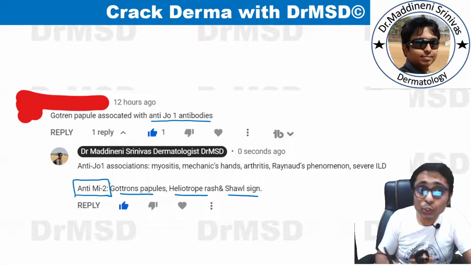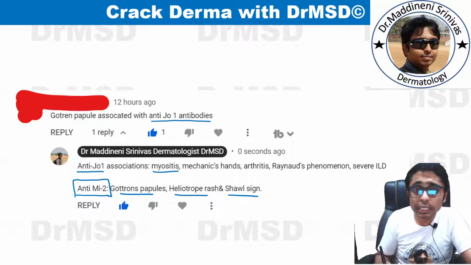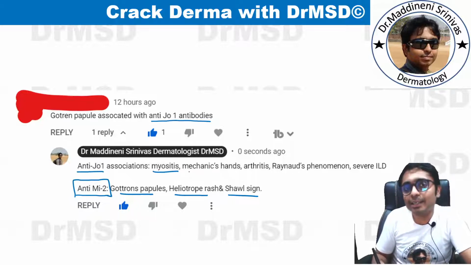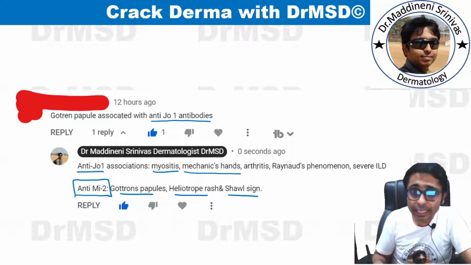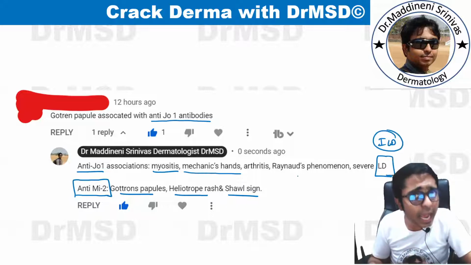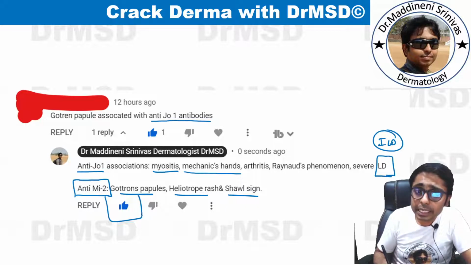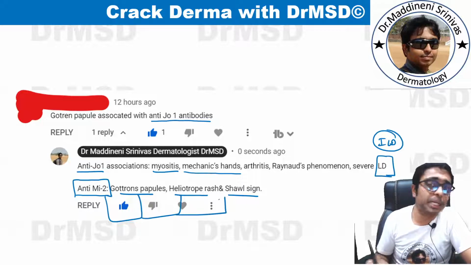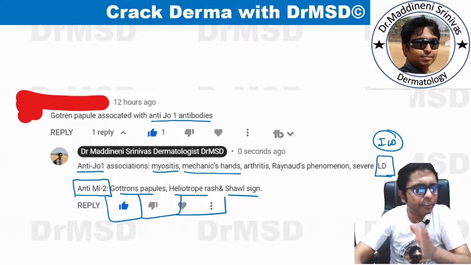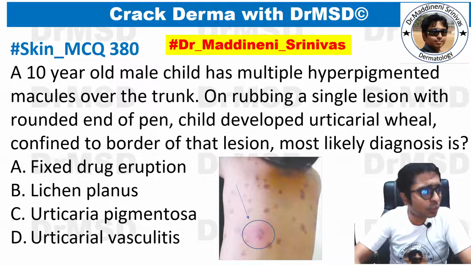Anti-Jo1 antibodies are associated with muscle involvement, that is myositis, and also the hand finding, that is mechanic's hands, and also interstitial lung disease, ILD. So the ones which I underlined are the important ones: anti-Mi2, Gottron's papules, heliotrope rash, and shawl sign. This could be a future MCQ. So this is the reference, and this is tomorrow's MCQ.